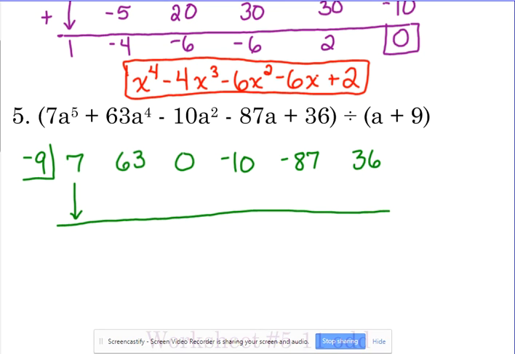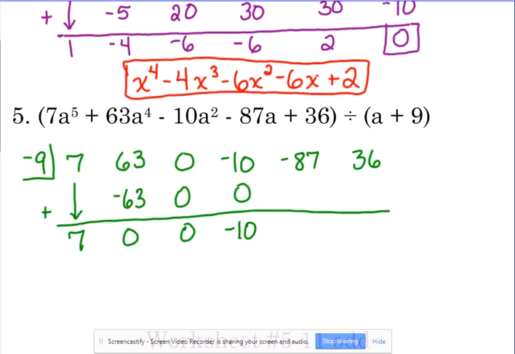So bring down the 7. We've only ever brought down 1 and negative 1, but we can bring down whatever numbers first. Bring down the 7, multiply. 7 times negative 9 is negative 63. Add, we get 0. 0 times negative 9 is 0. Add, we get 0. Multiply, we get 0. Add, finally don't get 0. Negative 10 plus 0 is negative 10.